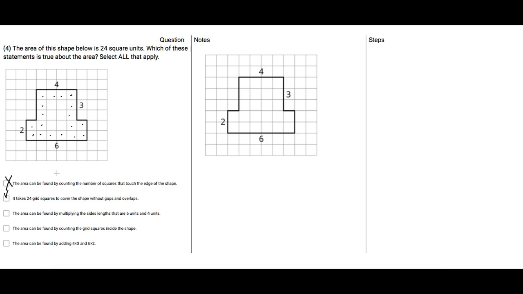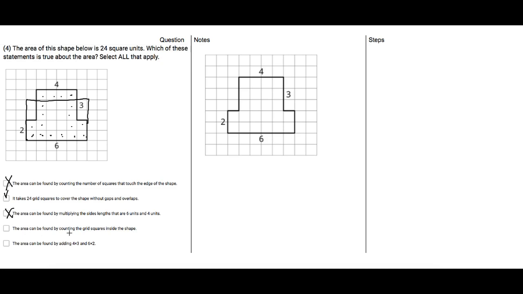The area can be found by multiplying the side lengths that are 6 units and 4 units. So 6 times 4, I wouldn't say that necessarily, because 6 times 4 is going to get us an area of some shape that's not in here, because if we did 6 times 4, that would be saying the area of this rectangle right here, which is not what we're looking at. We're looking at this one here. Yes, it does give us 24, but that doesn't mean that this is always going to be true in a shape that looks like this.